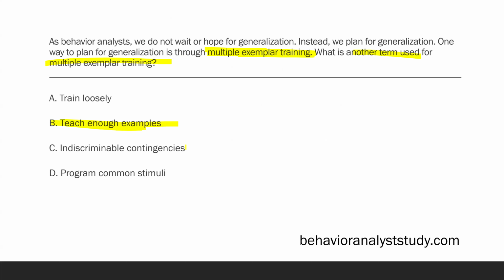C, indiscriminable contingencies. With indiscriminable contingencies, the learner, for example, doesn't know when reinforcement is coming or why. And then D, programming common stimuli. This is when we're actually handpicking certain stimuli to use in training because we believe they might be happening or will happen in the generalized setting. The difference is with multiple exemplar training, you're just trying to produce a bunch of different examples. Programming common stimuli, you're trying to be much more specific about what you're teaching and what you're teaching with.